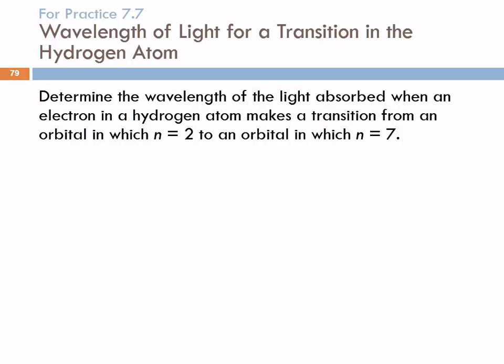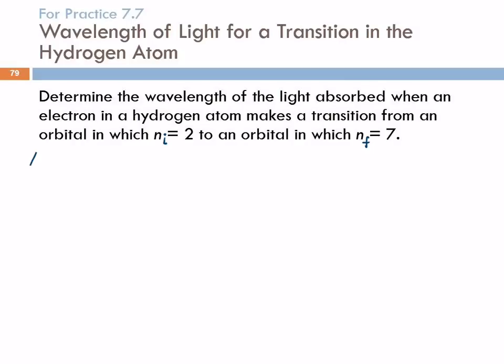So determine the wavelength of the light absorbed when an electron in a hydrogen atom makes a transition from an orbital in which n=2 to an orbital in which n=7. Really important to identify which is initial and which is final. So it's going from 2 to 7. So n=2 is the initial, and n=7 is the final. This is the light that's being absorbed. The number is going to be the same for light that's emitted, but the sign is different in terms of energy. So here we have energy being absorbed.